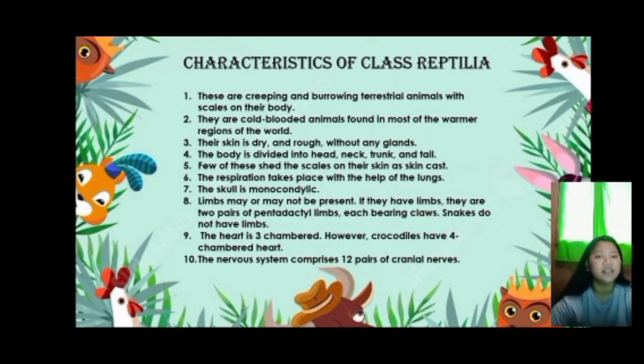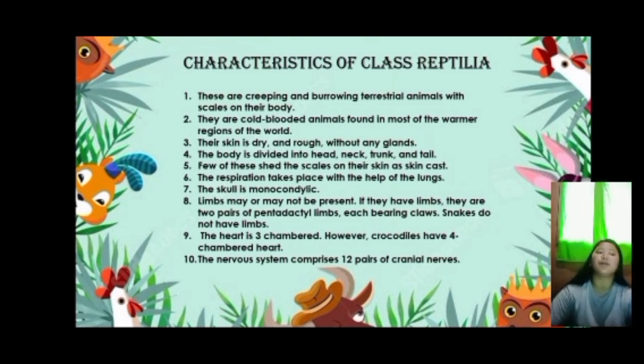A few of these shed the scales on their skin as skin cast. Their respiration takes place with the help of the lungs. The skull is monocondylic. Limbs may or may not be present. If they have limbs, they are two pairs of pentadactyl limbs, each bearing claws. Snakes do not have limbs. The heart is three-chambered. However, crocodiles have four.